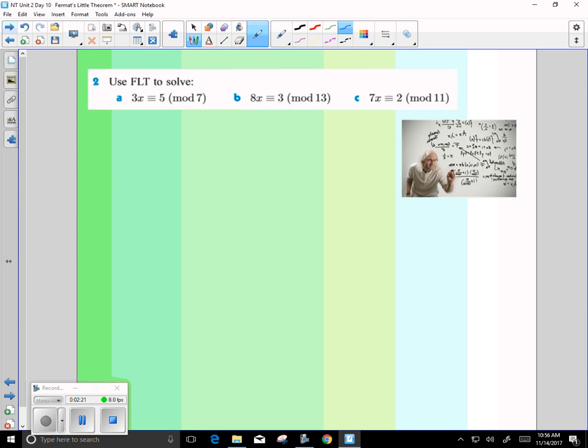Let's do the solving one next. Okay, for solving, 3x is congruent to 5 mod 7. So what we're going to do is multiply. And just a quick reminder, 7 does not divide 3, and 7 is prime. Okay, so then we're going to take 3 to the 7 minus 5.